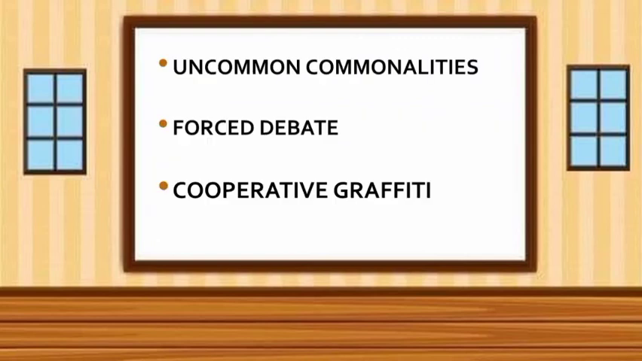Uncommon commonalities. This strategy is where the teacher will group the students into teams of 4 and have them come up with a team name. Then give each team member a piece of paper and have them fold it the long way in fours and label each section 1, 2, 3, 4 at the top. Next, write a question on the front board such as, how many siblings do you have?